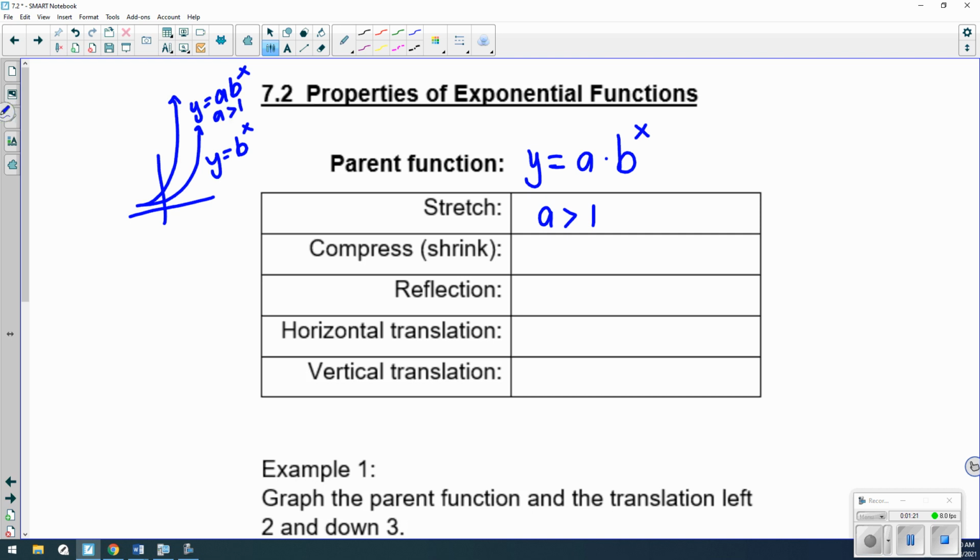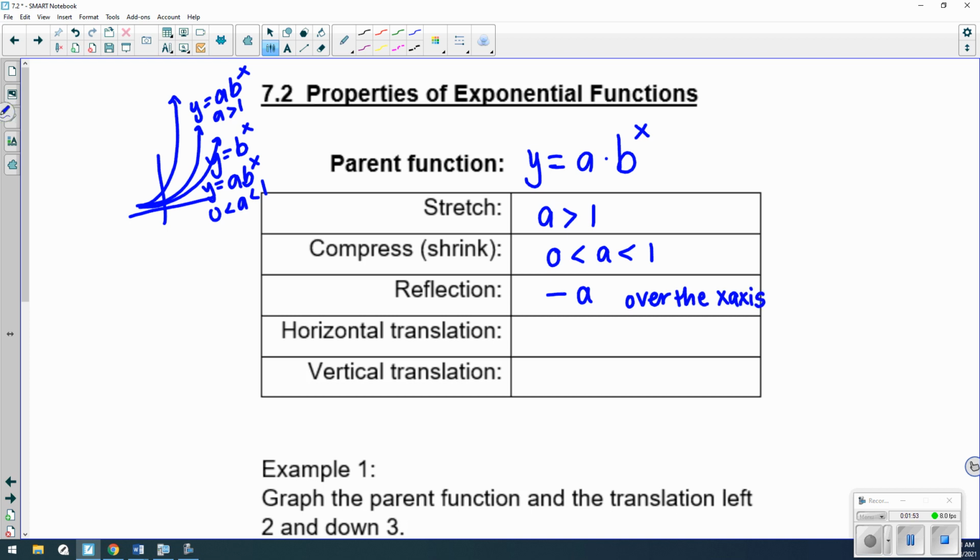Now, if we want to compress it down, we would have an a value between 0 and 1. So a compressed graph might be like this. It's like we're stepping on it and smashing it down. A times b to the x, where a is between 0 and 1. If we multiply a times -1, then we get a reflection, and this is going to be a reflection over the x-axis.